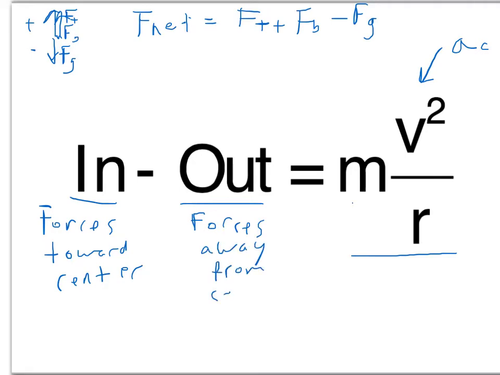If you ever had forces that weren't exactly in or out, you'd have to use sine and cosine to figure out the in and out parts. But that's the basic idea. Forces toward the in minus forces toward the out equal mass times centripetal acceleration, v squared over r.